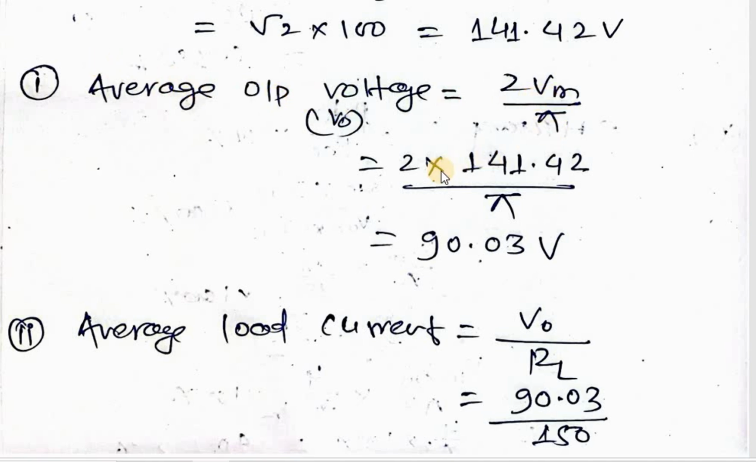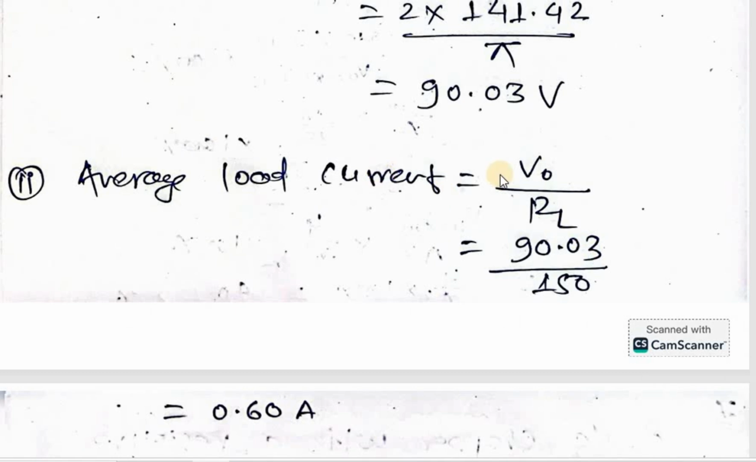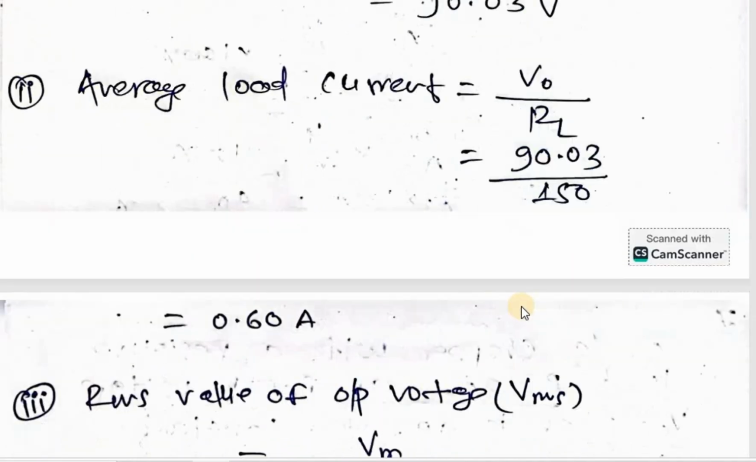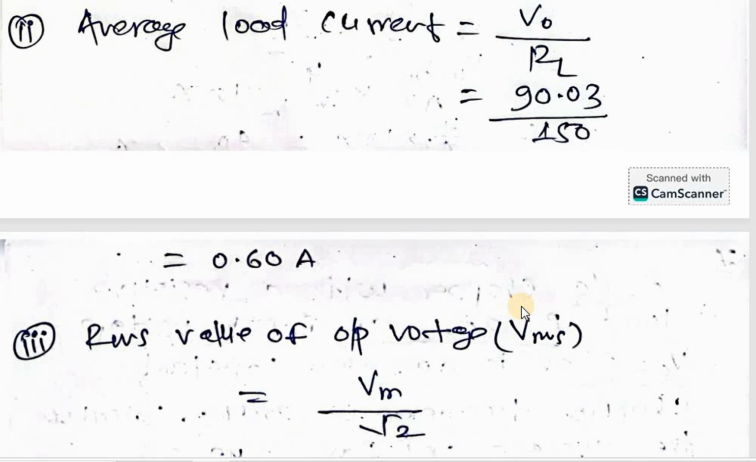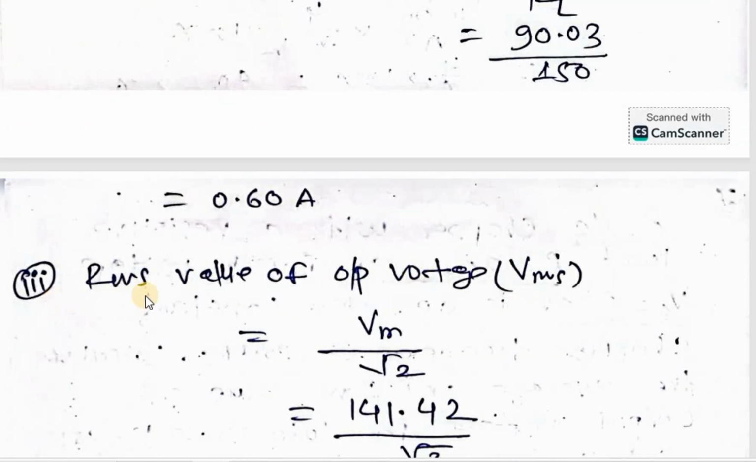So 2 into 141.42 upon pi, that is 90.03 volt. And average load current: average load current is equal to V naught upon RL. So we already found the V naught. So V naught is 90.03 upon 150. Then you can get the value of load current is 0.60 ampere.